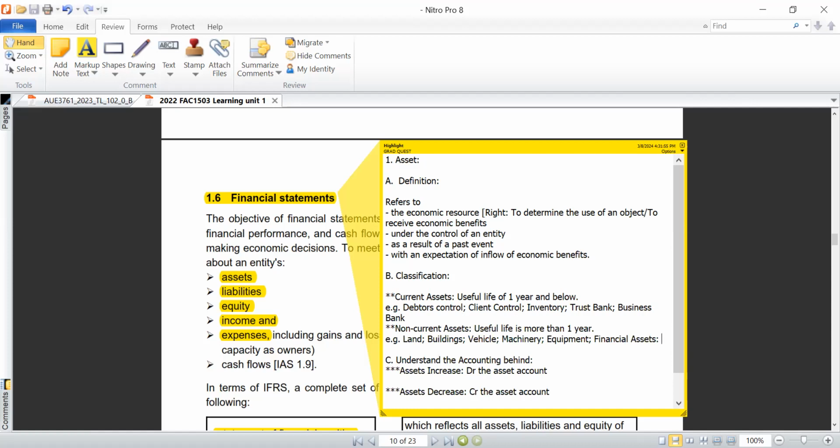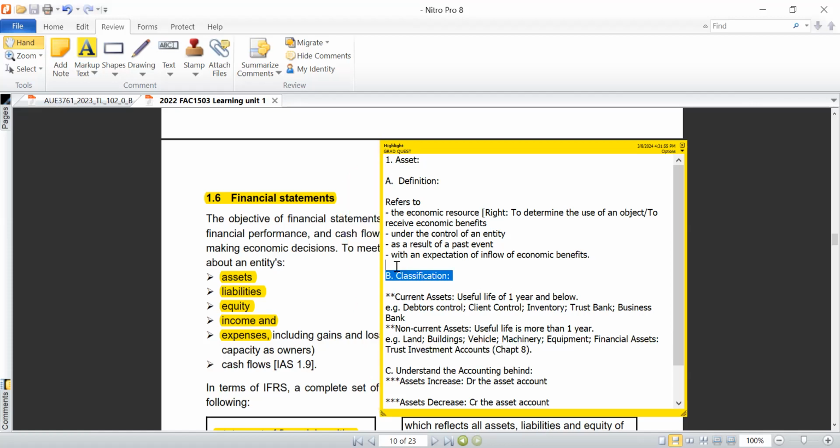Now, with financial assets, for chapter 8, that's where you'll see things like trust investment accounts, all right? But I'll deal with it in detail in chapter 8 of your prescribed material. What I want you to draw is that from the classification of assets, there are 2 groups. There is such a thing called current assets, and then there's a group of assets which can be referred to as non-current assets. Very important, guys, to remember this.